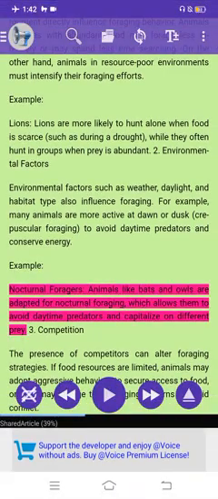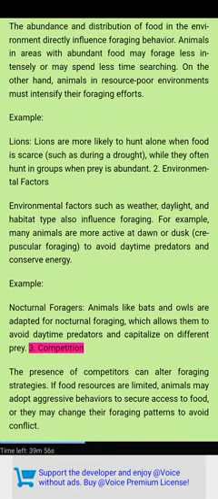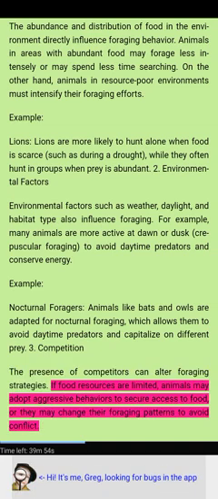For example, many animals are more active at dawn or dusk, crepuscular foraging, to avoid daytime predators and conserve energy. Example. Nocturnal foragers. Animals like bats and owls are adapted for nocturnal foraging, which allows them to avoid daytime predators and capitalize on different prey. 3. Competition. The presence of competitors can alter foraging strategies. If food resources are limited, animals may adopt aggressive behaviors to secure access to food, or they may change their foraging patterns to avoid conflict.